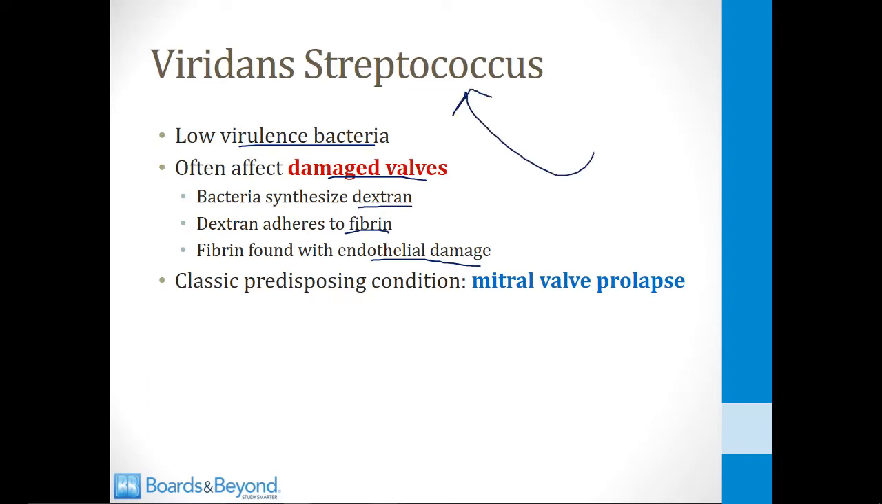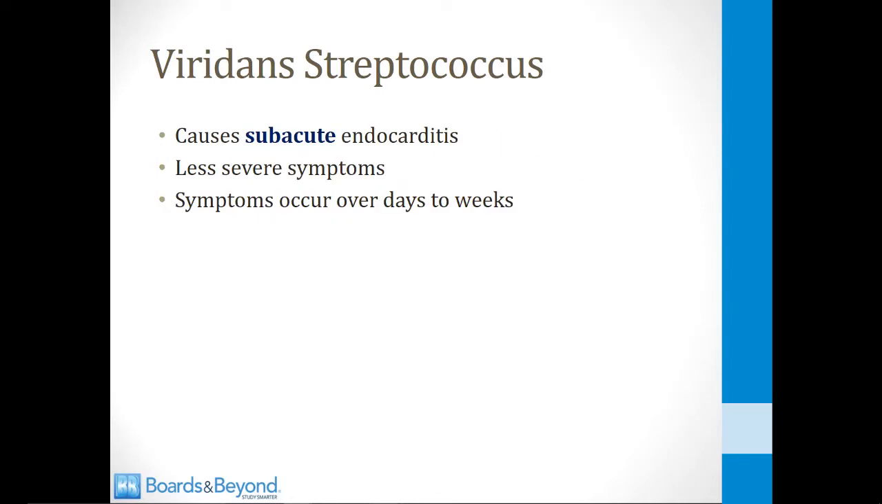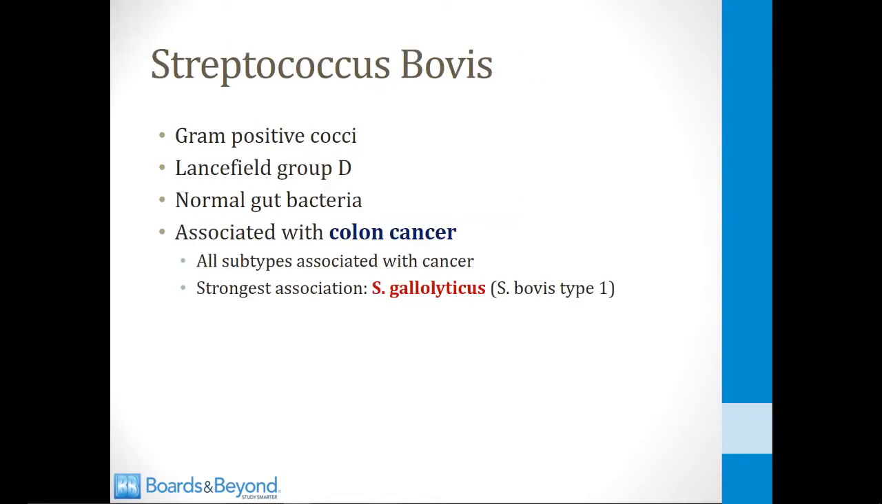So the classic predisposing condition is mitral valve prolapse. Many patients have mitral valve prolapse and do not have symptoms, but that leads to some endothelial damage, and then if they get Viridans strep in the bloodstream, they can develop endocarditis. Also, because Viridans is a low virulence bacteria, it causes a subacute form of endocarditis in contrast to Staph aureus. Patients infected with this bacteria tend to have less severe symptoms. They're not quite as sick and they don't feel as poorly, and the symptoms tend to come on slowly over several days or weeks.